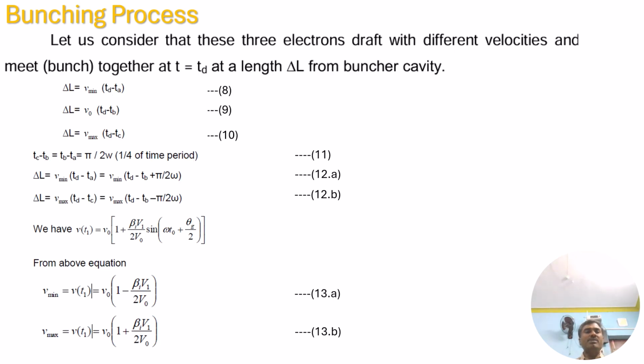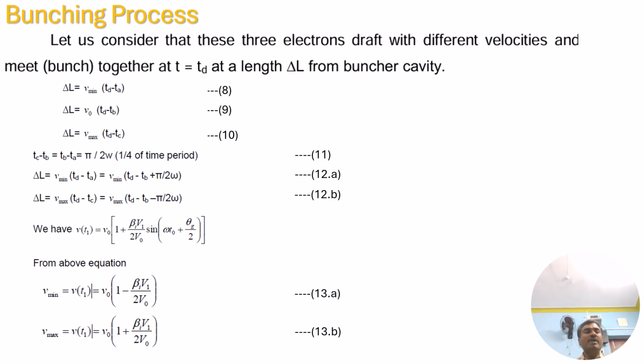An electron bunch is formed at a time t equal to Td at a distance of delta L from the buncher cavity. So delta L can be written in three different ways. Delta L equal to V minimum into Td minus Ta. This is the first one. Second one is delta L equal to V naught into Td minus Tb. This is the second expression.